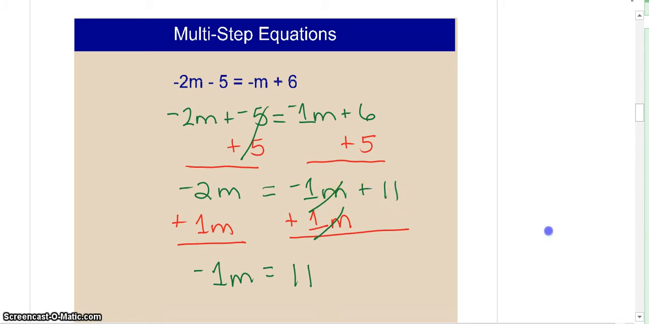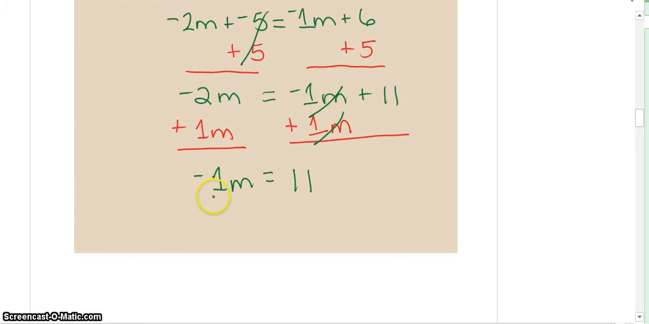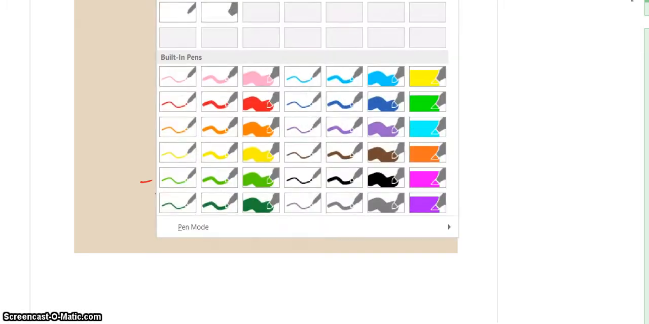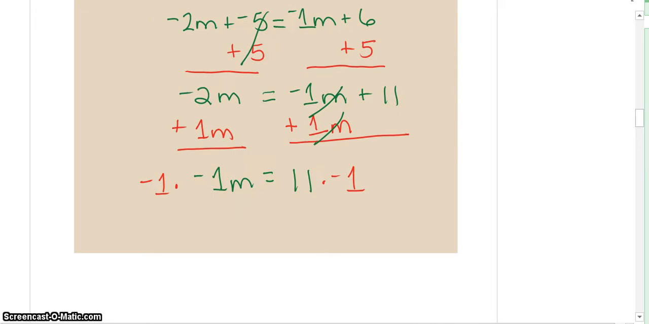So that's why I added the opposite. Now, to get rid of the negative 1m, what we're going to do is multiply by the reciprocal, which would be 1 over negative 1. But that's the same thing as negative 1. So I'm just going to say negative 1 times negative 1. It's just easier. But you can put 1 over negative 1 if that makes you happy.